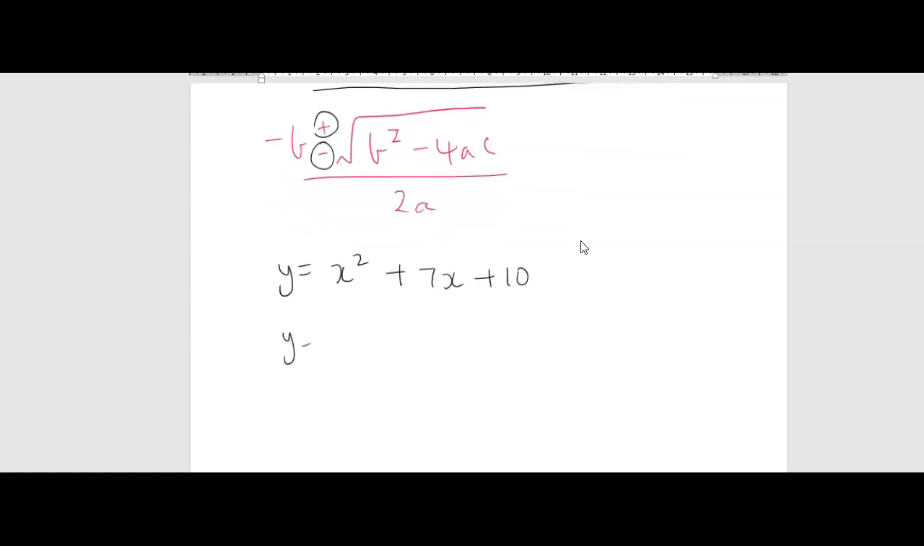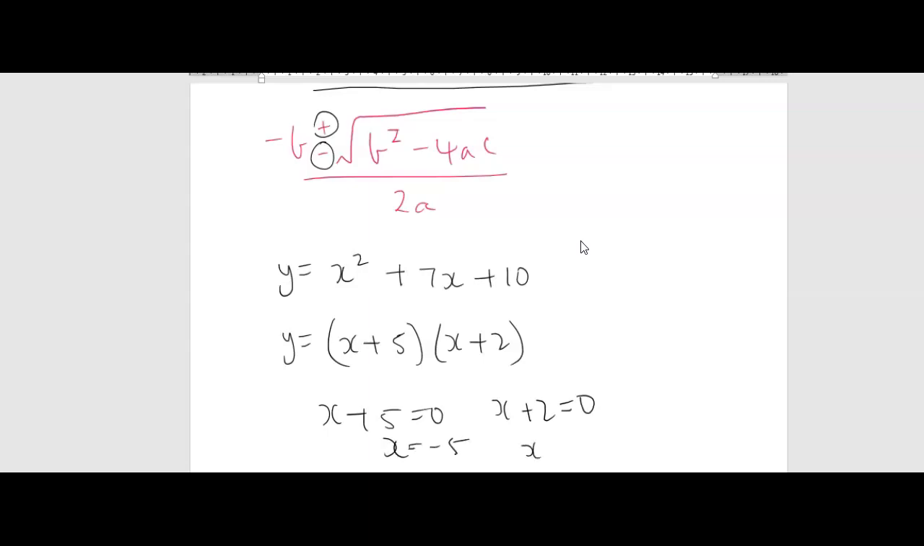So let's just quickly factorize it. We need two numbers that multiply to give 10 and add to give 7. So that's going to be 5 and 2. And then using the null factor law, x plus 5 equals 0 and x plus 2 equals 0. So x equals -5 and x equals -2. So I know I've done it correctly, which is always good.